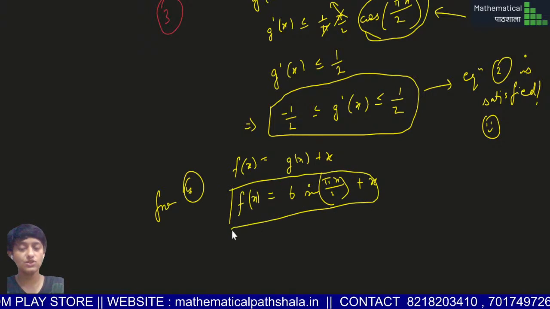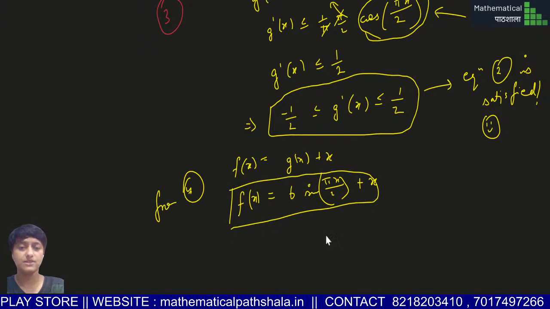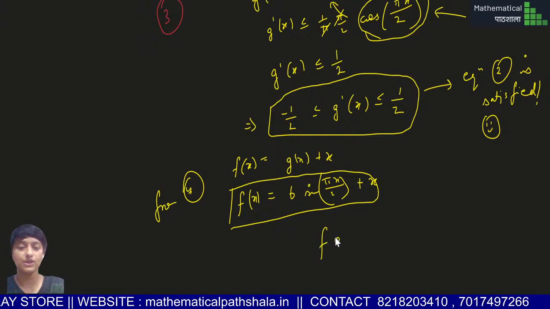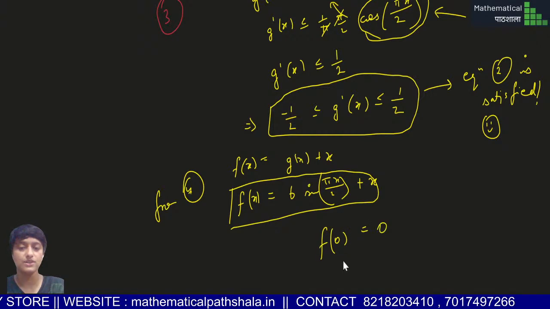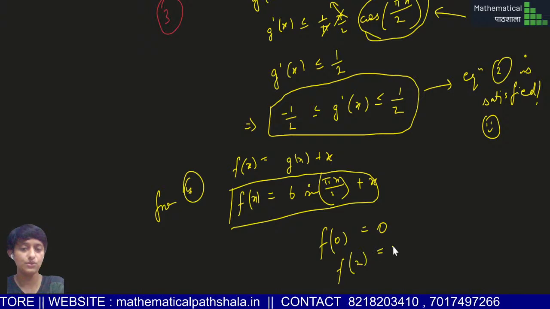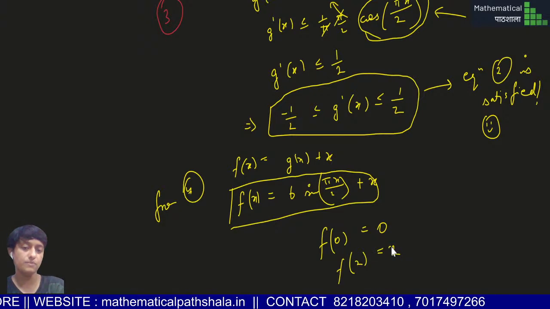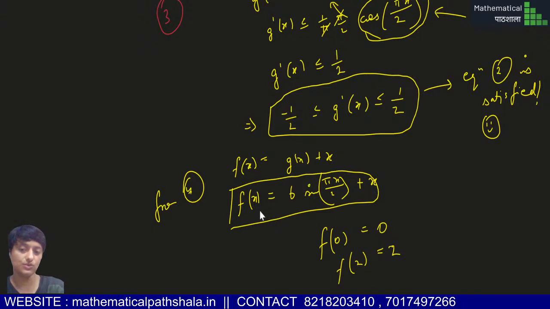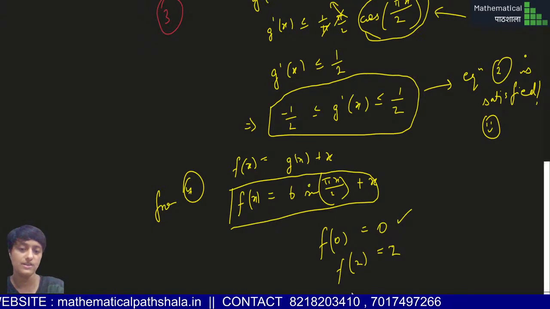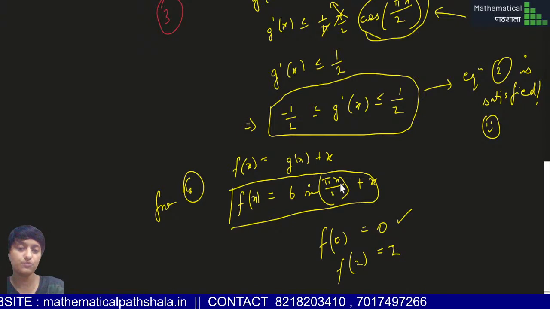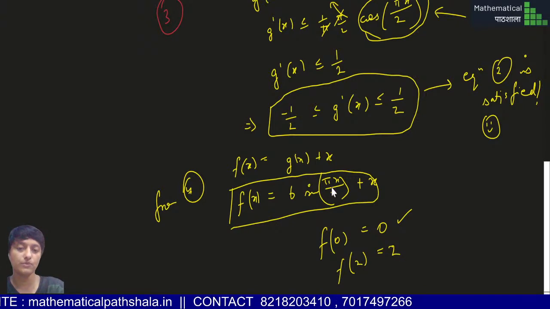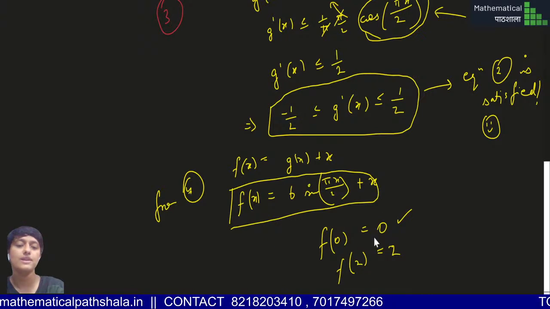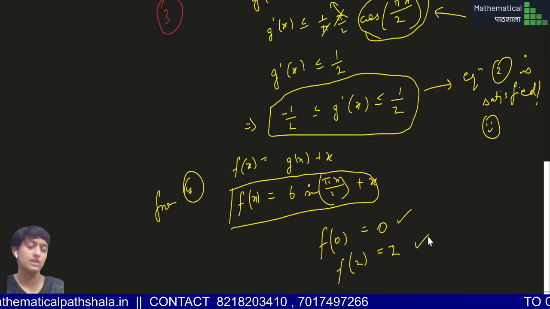Okay. So see, f(x) is given by this. In the question, f(0) was given as 0, f(2) was given as 2. We will check if it satisfies this property. f(0): sin 0 is 0 and x is 0. So yes, this property is satisfied. f(2) is equal to 2. Just put 2 here: 2 upon 2 will be cancelled, sin of pi will be 0, and here 1, 2 will be left. So this is also satisfied.